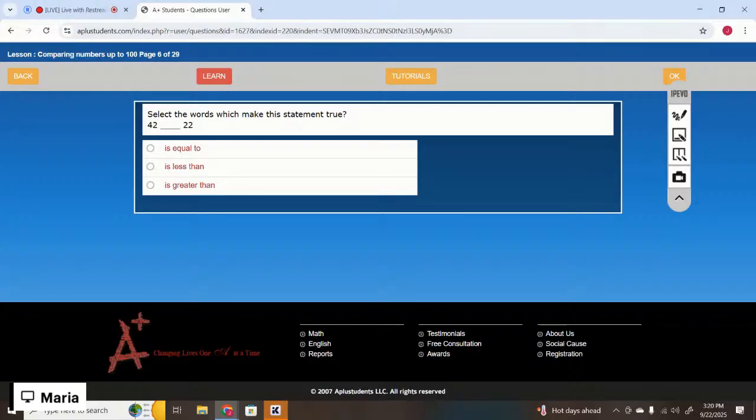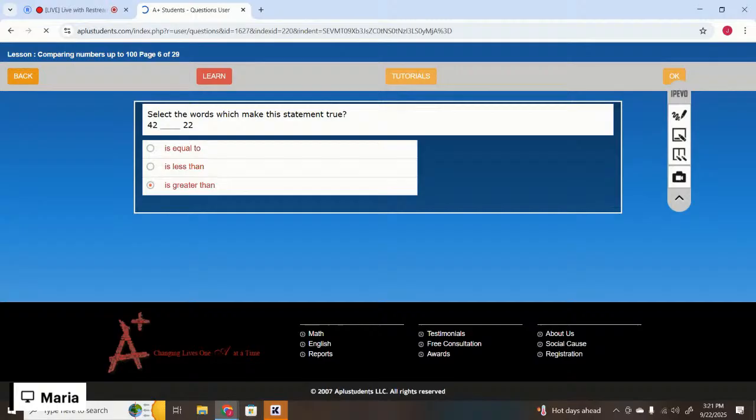Select the words which make the statement true. 42 and 22. 42 is greater than 22. Option number 3 is the correct option.